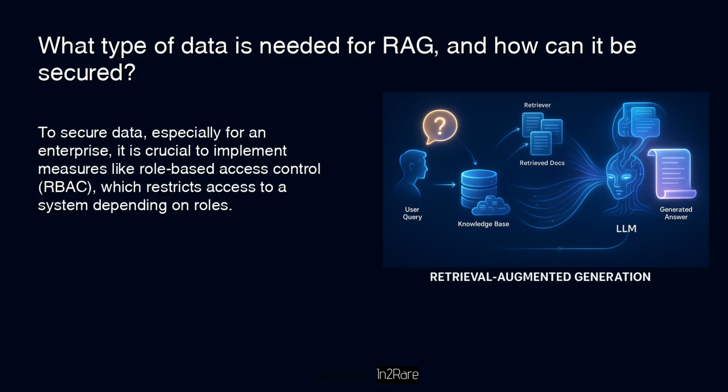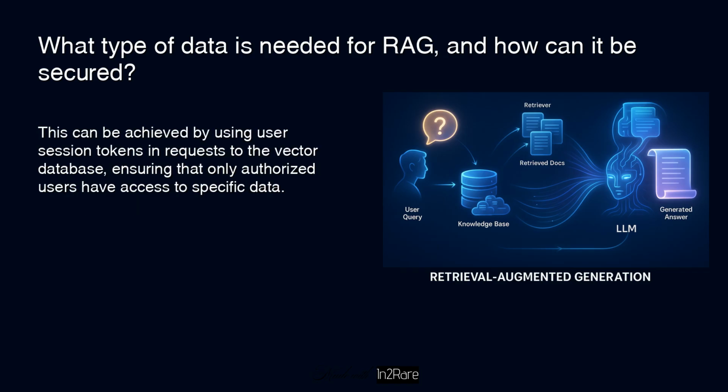To secure data, especially for an enterprise, it is crucial to implement measures like role-based access control (RBAC), which restricts access to a system depending on roles. This can be achieved by using user session tokens in requests to the vector database, ensuring that only authorized users have access to specific data.